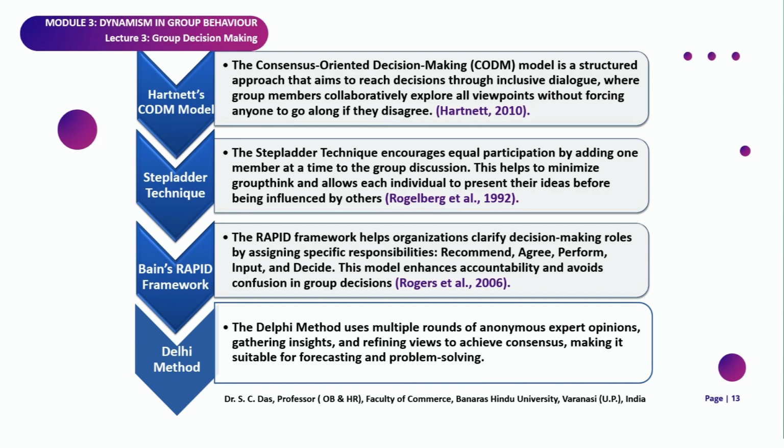Now, I think these are some of the techniques normally people are using. Then the step ladder technique is a very important part. Step ladder techniques encourage equal participation by adding one member at a time to the group discussion. This helps to minimize groupthink and allows each individual to present their ideas before being influenced by others. Now see what exactly that means. The step ladder technique says equal participation, but practically it does not happen.